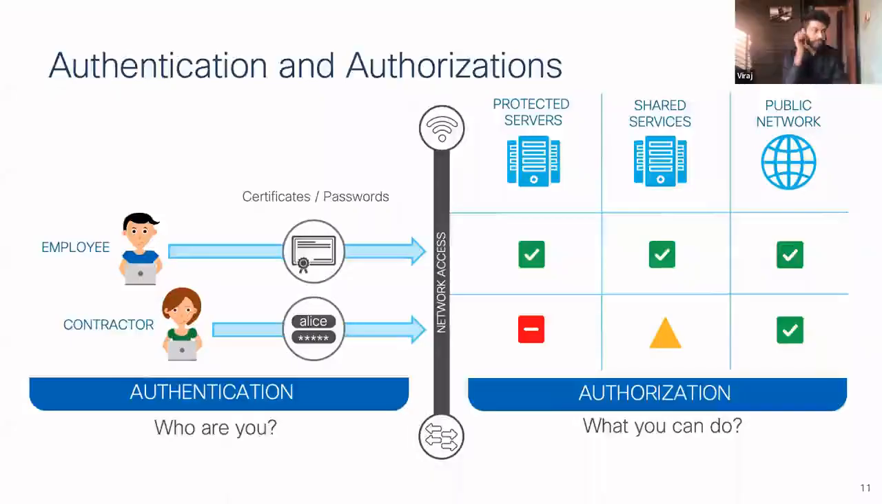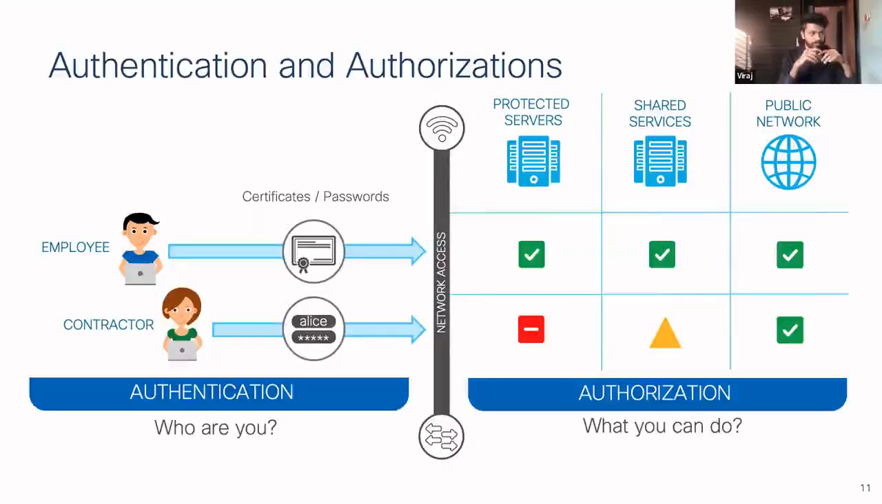A very quick example for that is this: if it's an employee who is providing their certificates in terms of identity, as well as their username and password, now I think that this is a good measurement for me to give access to my protected server, to my shared services, as well as the internet, right? So this is the decision that I'm making, because I'm happy with the username and password as well as the certificate, as well as, say, a combination of multi-factor authentication, and now I'm giving him full access.